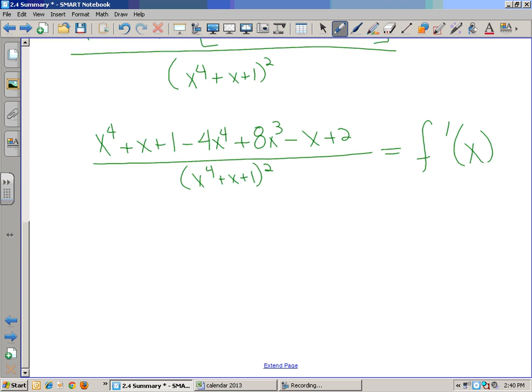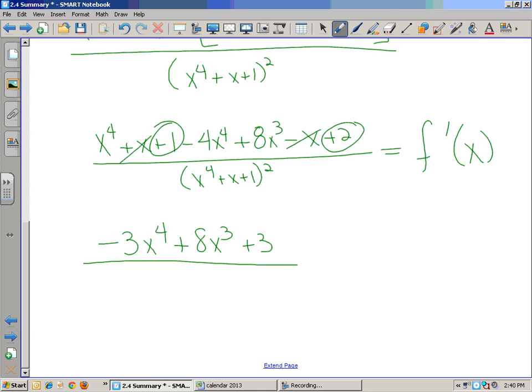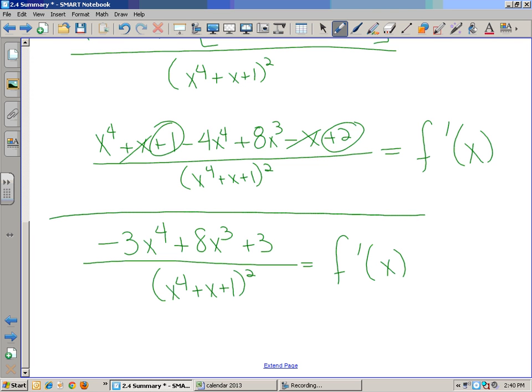Footballers are coming in. Oh, hurry. Combine like terms. Negative 3x to the fourth plus 8x cubed. x and x go away. 2 and 1, now they're banging on the door, is 3. And then on the bottom, we're going to leave it. You guys have awesome football players here on this campus banging on my door, trying to get in here while I'm recording. You can yell at them tomorrow.